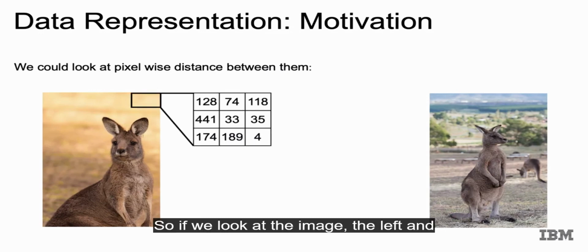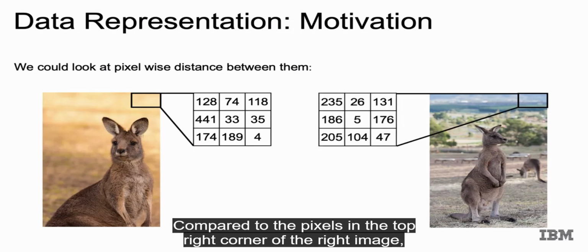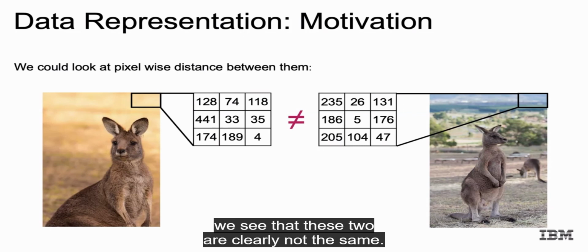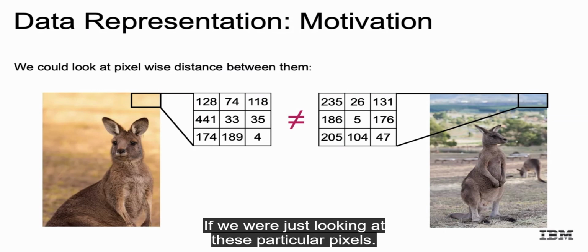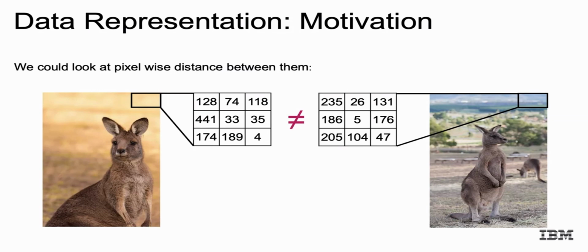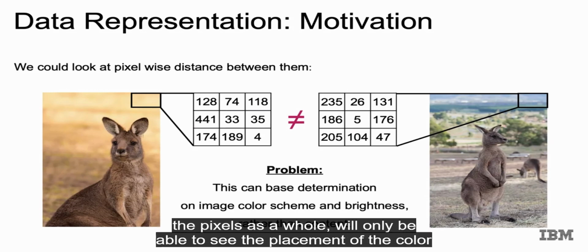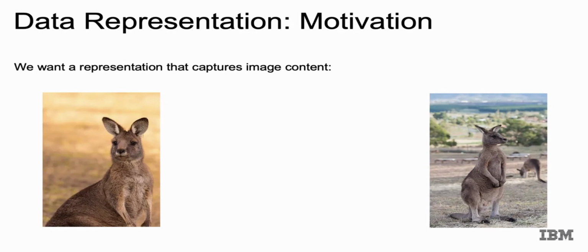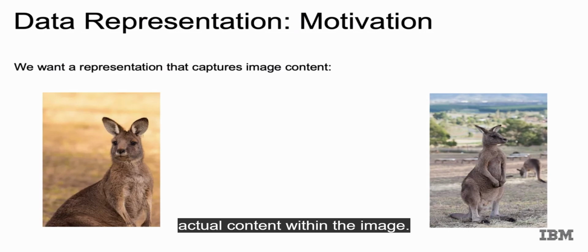So if we look at the image to the left and look at the pixels in the top right corner, and compare it to the pixels in the top right corner of the right image, we see that these two are clearly not the same. We can even see this with our own eyes, that these are very different if we were just looking at these particular pixels. And our problem here is that if we just look at the pixels as a whole, we'll only be able to see the placement of the color scheme, of the brightness, etc., and not the actual content of our image. So the goal would be to find some type of representation that captures that actual content within the image.